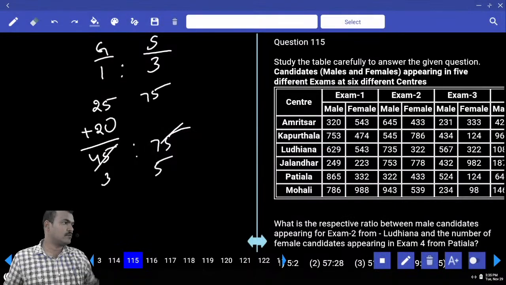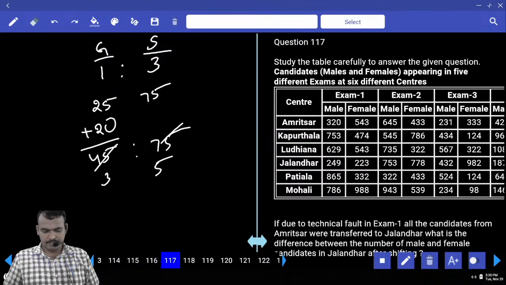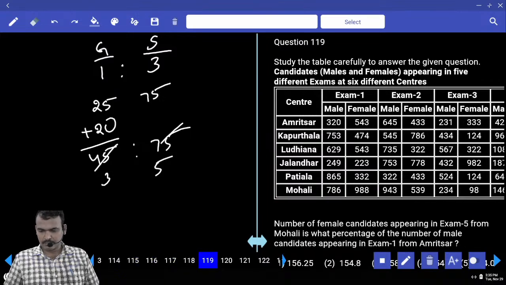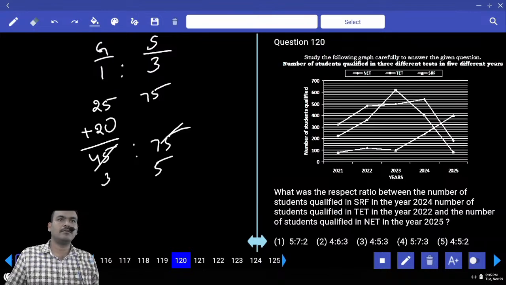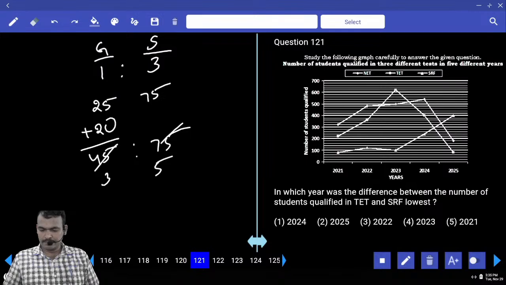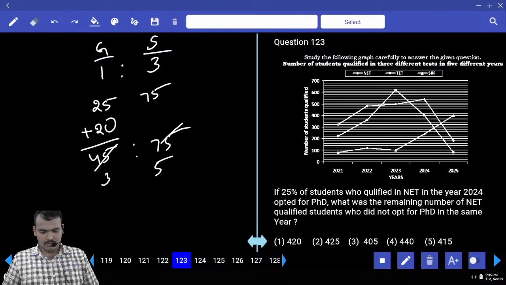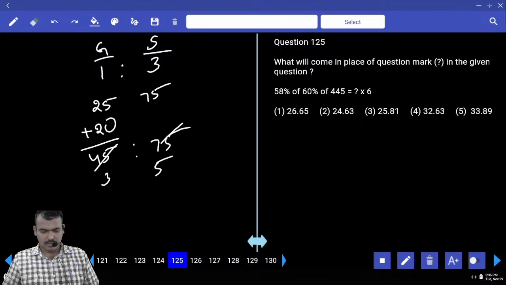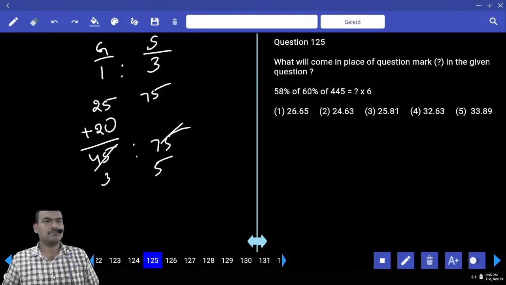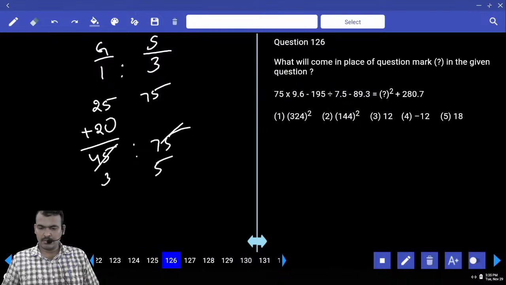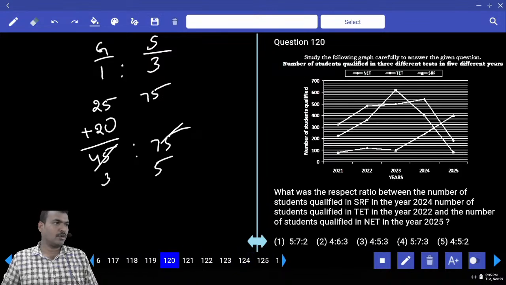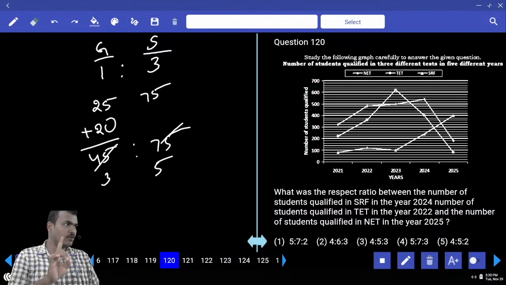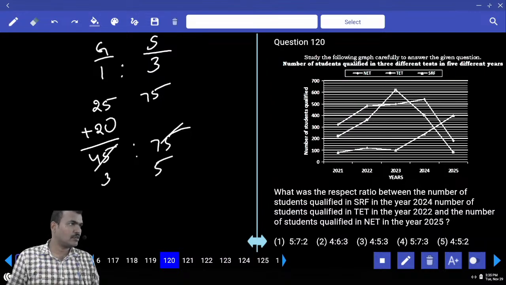115, do we need to skip it? Skip. 120. Do we need to skip? 125. 120, only 120. 123.